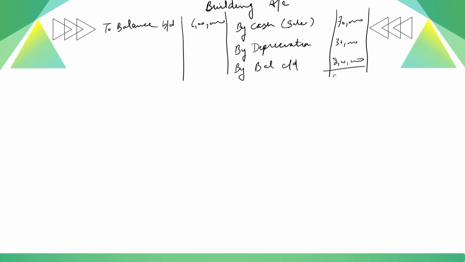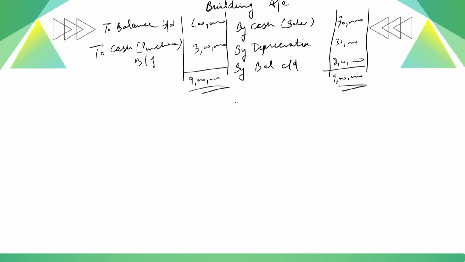So, totaling the two sides, we have another figure of cash which shows the purchase of the building as a balancing figure amounting to rupees 3 lakhs. So, the total is 9 lakh.